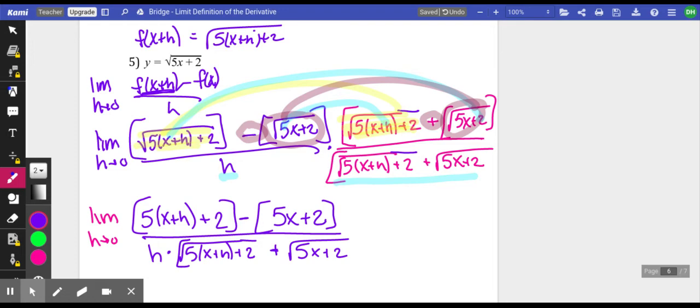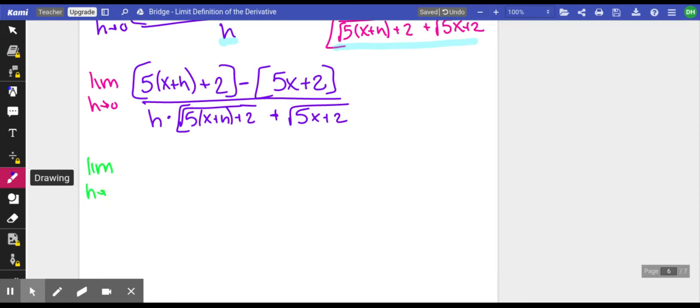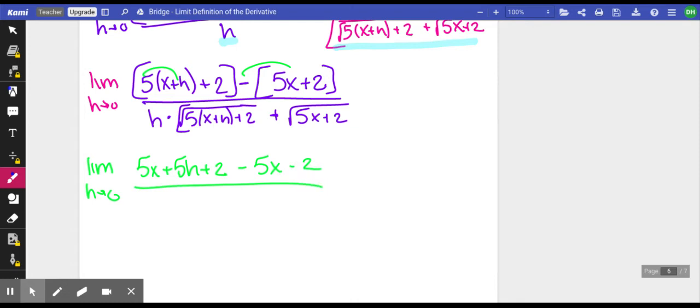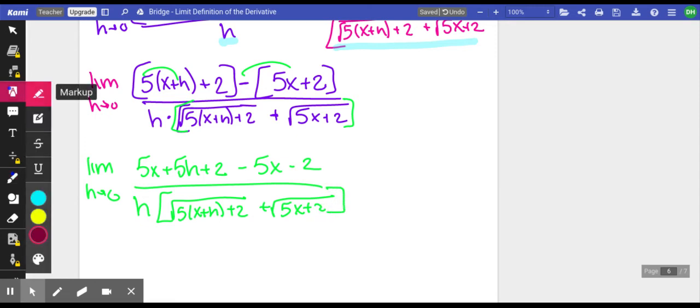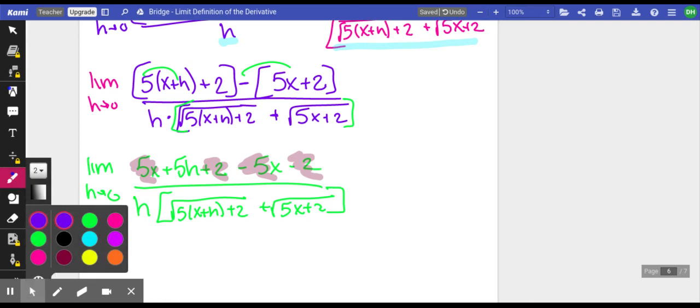So I'm just going to clean this up again. So I have the limit as h approaches 0. So if I distribute, this is going to become 5x plus 5h plus 2. Distribute this, minus 5x minus 2. Don't touch the bottom. It's just is what it is here. So h times that chunk in the bottom. And again, you know you did it right if things start to cancel out. So 5x and negative 5x, positive 2 and negative 2. So if they're not canceling, go back and look for your mistake. So on top, I'm left with 5h. Instead of rewriting it, I'm going to say there's a 5h. And there's an h here, so I'm going to divide those h's.